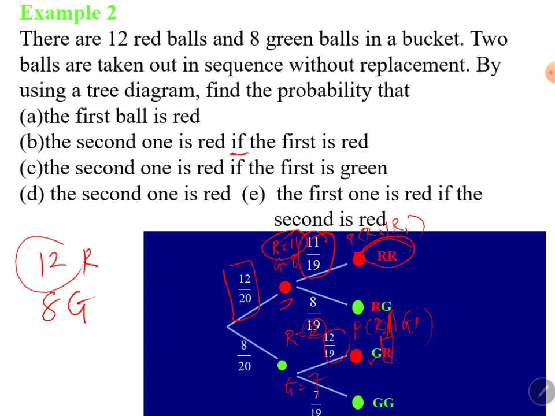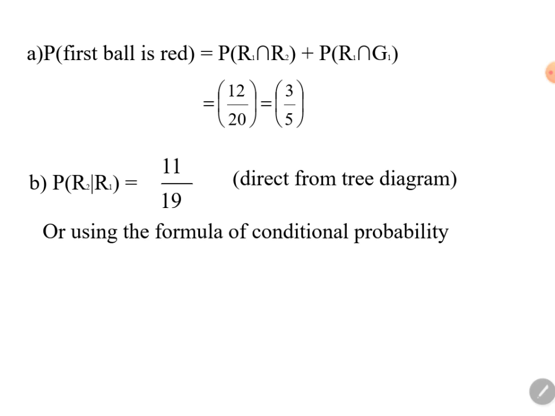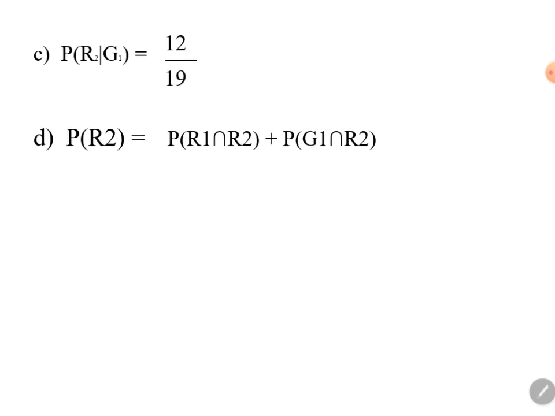And then the second one is red. Where is the event where the second one is red? We have this one with the second one red, and also this one. To get this means we have the probability of R1, the first one is red, intersect with R2, the second one also red. And for this one, the first one is green, intersect with the second one is red. To get the probability of this intersection, we need to multiply along the branch. So how to find D? For D, it will be the probability of R1 intersect with R2 plus G1 intersect with R2.